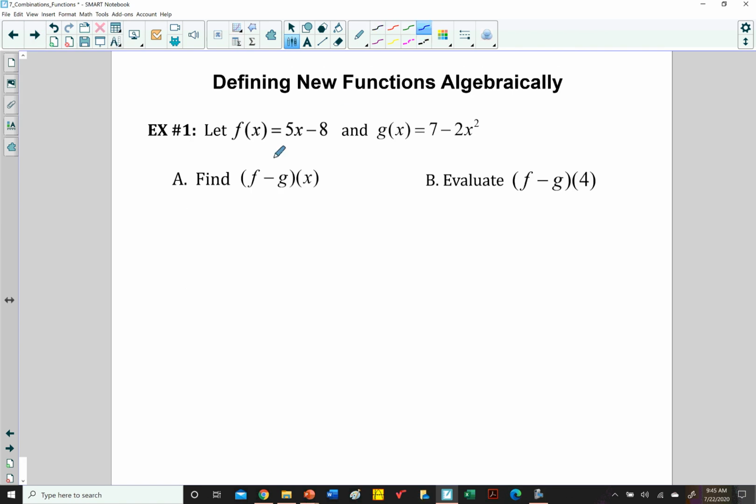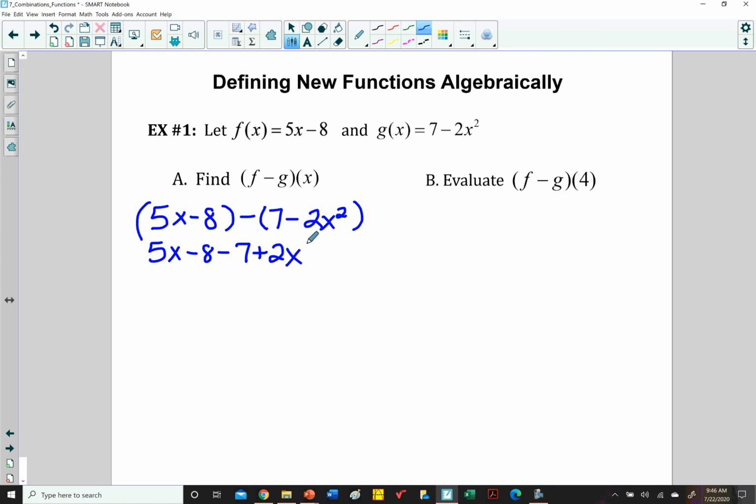So let's explore a little bit algebraically. Let's say we had f of x and g of x and we wanted to subtract the two. So that's just as simple as saying 5x minus 8 and 7 minus 2x squared. We're going to find the difference between the two. So if you distribute the operation of subtraction, we end up with negative 7 and positive 2x squared.